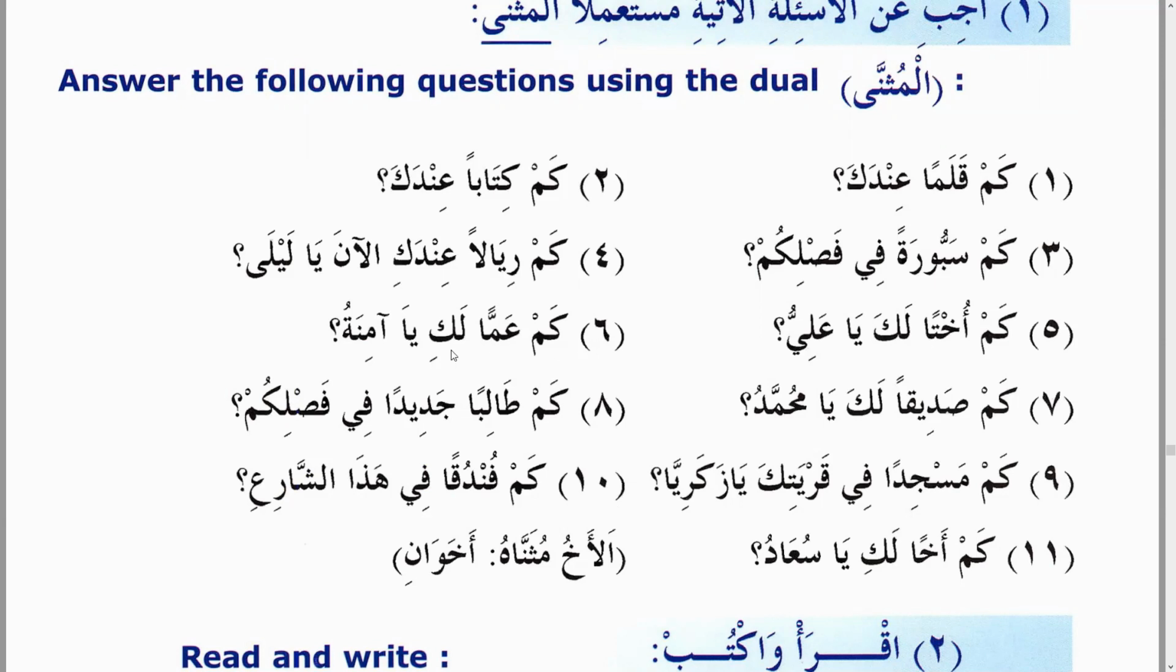Kam amman laki ya Aminatu. How many uncles do you have? Paternal uncles is called am, right? Amman laki. And when you're speaking to Amina, you have to say laki because feminine, right? You can't say laka. You have to say laki. Kitabuka, kitabuki. Rabbuka, rabbuki. Kam amman laki ya Amina. How many uncles do you have, oh Amina? So, li ammani. I have 2 uncles.